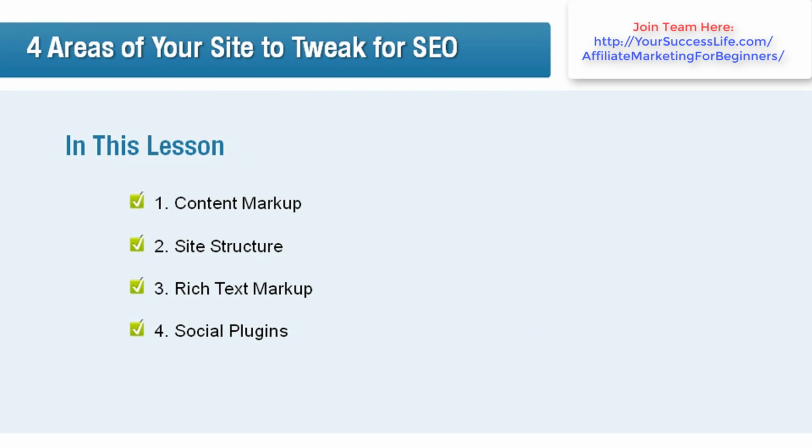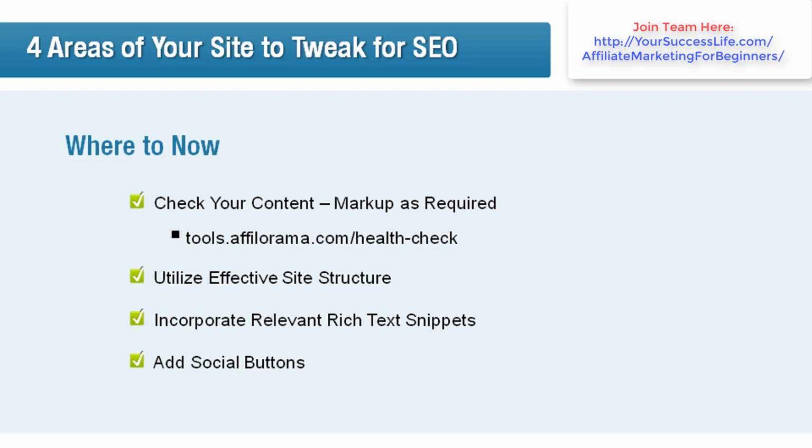And that's it. In this lesson, we've covered a small treasure chest of on-page SEO strategies. Content markup, site structure, rich text, and social plugins can all help you in your efforts to rank in search engines. From here, you need to check your content for any elements that may require markup. Do your images have alt tags? Are you using effective title tags and meta descriptions? Check that you aren't missing any of these crucial elements with the Health Check module of Affilo Tools.